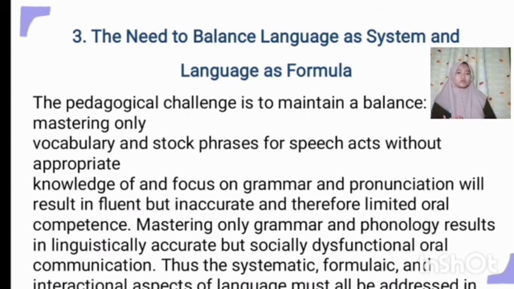Mastering only vocabulary and phrases for speech acts, without appropriate knowledge of and focus on grammar and pronunciation, will result in fluent but inaccurate and therefore limited oral competence. And mastering only grammar and phonology results in linguistically accurate but socially dysfunctional oral communication. That's why the systemic, formulaic, and interactional aspects of language must all be addressed in effective language instruction.